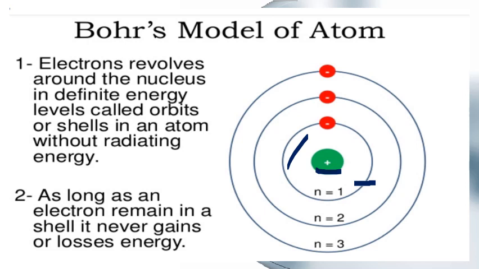It will radiate light when it absorbs or loses energy, but as the postulate says, the electron will stay here without any change in its energy, as the energy of this orbit is fixed. Now the second one is: as long as an electron remains in a shell, it never gains or loses energy.